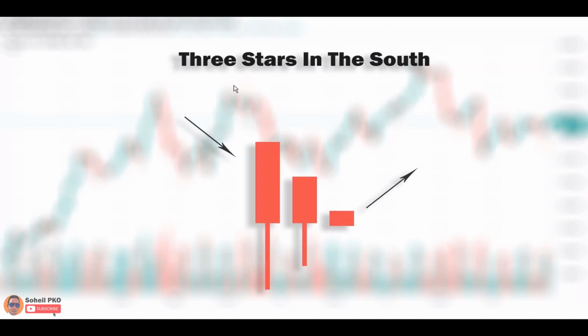3 stars in the south. This is a bullish reversal pattern and we have this pattern forming in downtrends or at support levels.